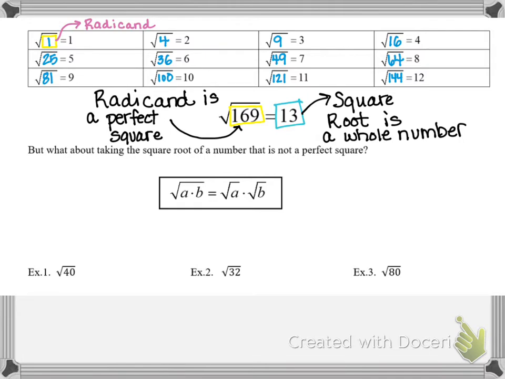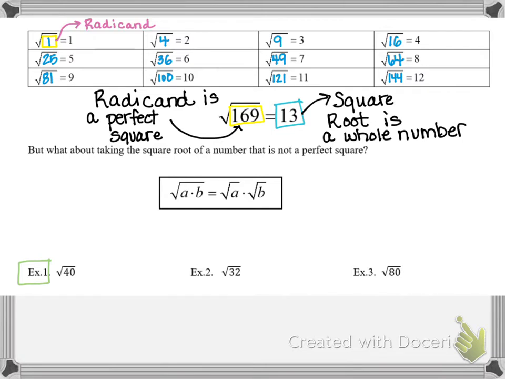For instance, in example 1, you can see that we're trying to take the square root of 40. Well, 40 is not a perfect square because if I take the square root of 40, I don't get a whole number. If I try to take the square root of 40 on my calculator, I will get a decimal. So that's where we use this property. The property in the box says that the square root of a times b is equivalent to the square root of a times the square root of b. So the square root of the product of two numbers is equal to the product of their separate square roots.